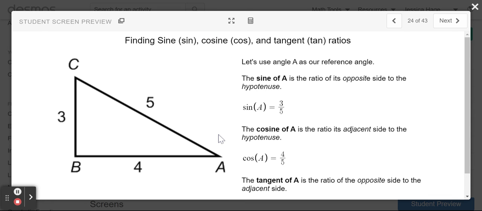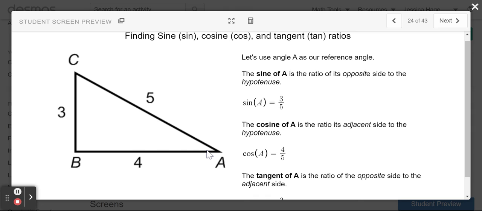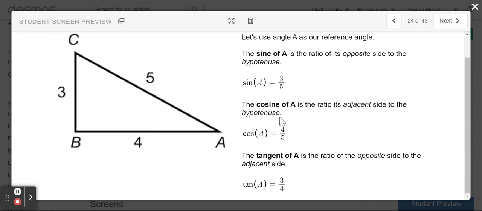So let's use angle A as our reference angle down in the corner. The sine of A is the ratio of the number opposite, which is 3, divided by the hypotenuse, which is 5. Now we can do other ratios. We can do something called a cosine. So I start at A, and I don't go opposite, but I pick the number adjacent, which is 4, and I can divide that by 5. And the tangent does not use the hypotenuse at all. That would be the ratio of opposite, which is 3, divided by 4, which is the adjacent side.